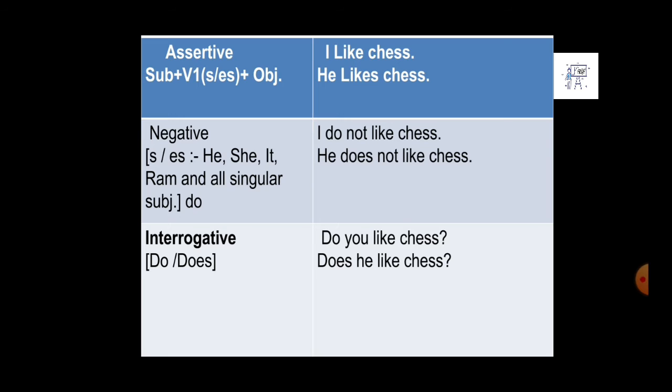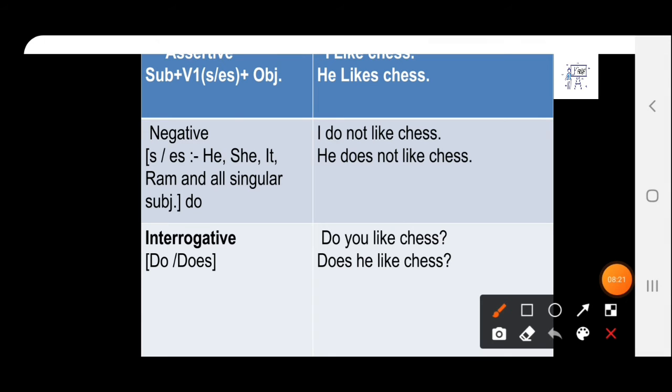When we will do negative sentences, what kind of sentence structure we used to follow there? S or es are followed with he, she, it, or if any name is given there, or with the singular subject, whatever can be, we use do. In negative, we will follow not with that. For example, two examples are written here. I do not like chess. He does not like chess.